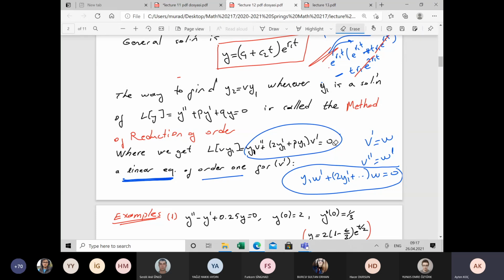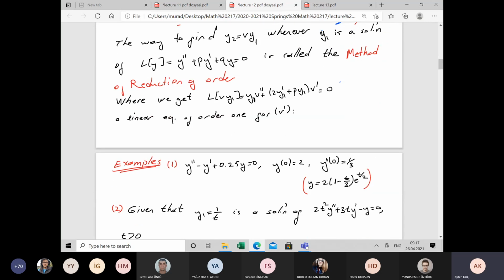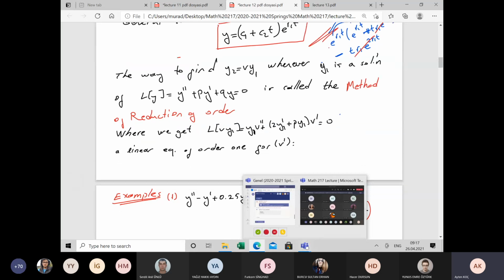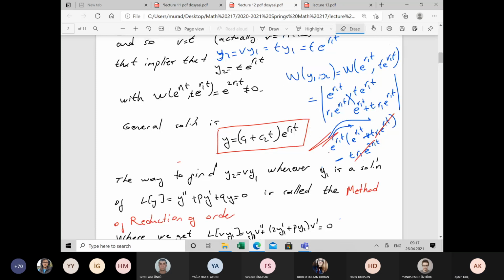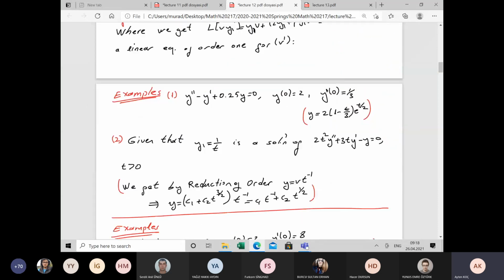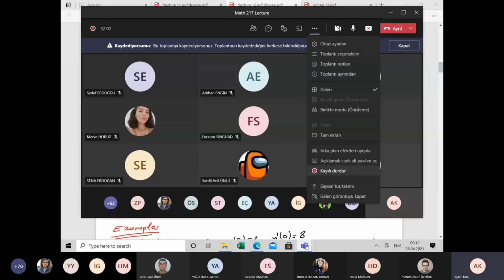To understand this one, let's give an example. It will be better. But I think let's have a break, and then we will consider some examples. Any question about the theory of the method of reduction of order or repeated roots? Yes, no question. Let's have a 10 minute break. I think it is enough.